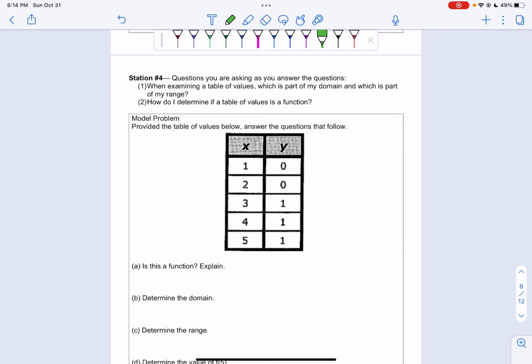When examining a table of values, which is part of my domain and which is part of my range? And then lastly, how do I determine if a table of values is a function? So, look at the table of values below and answer the questions that follow.